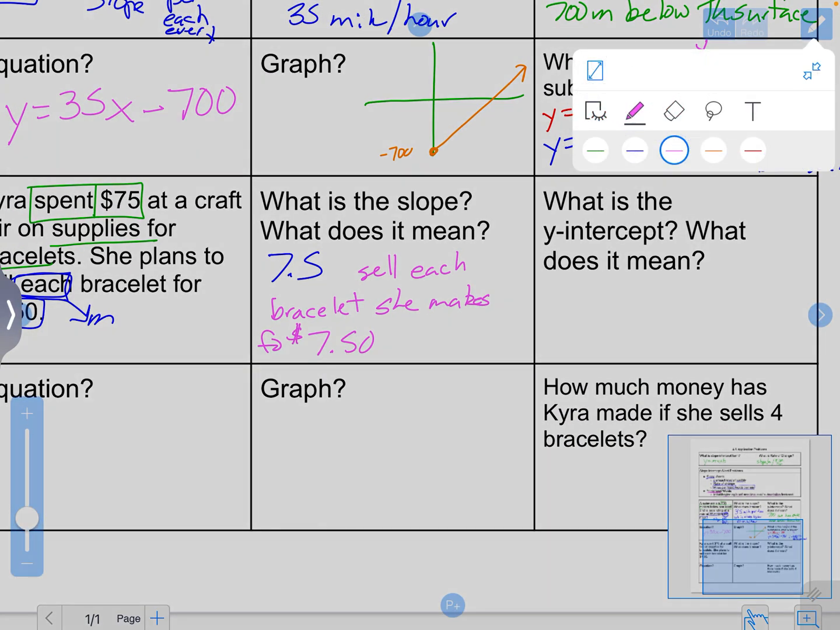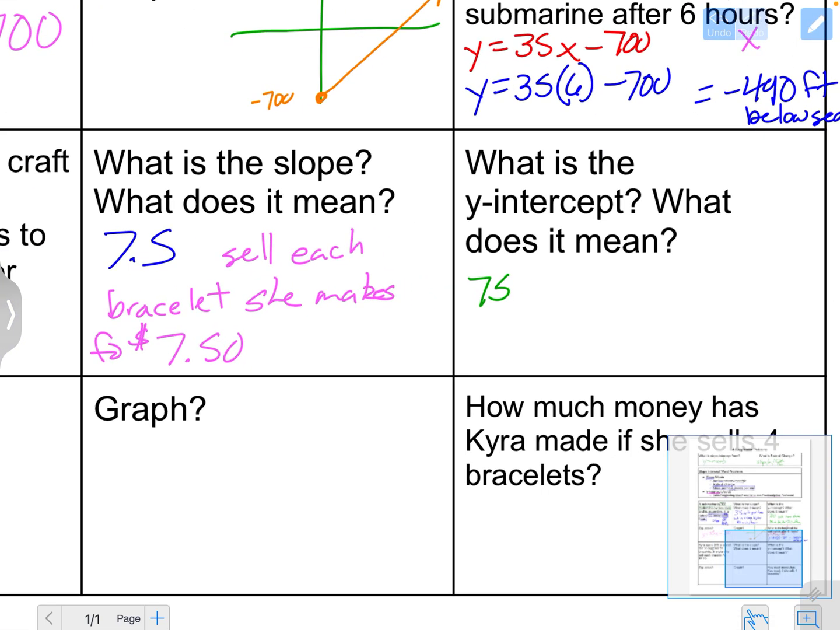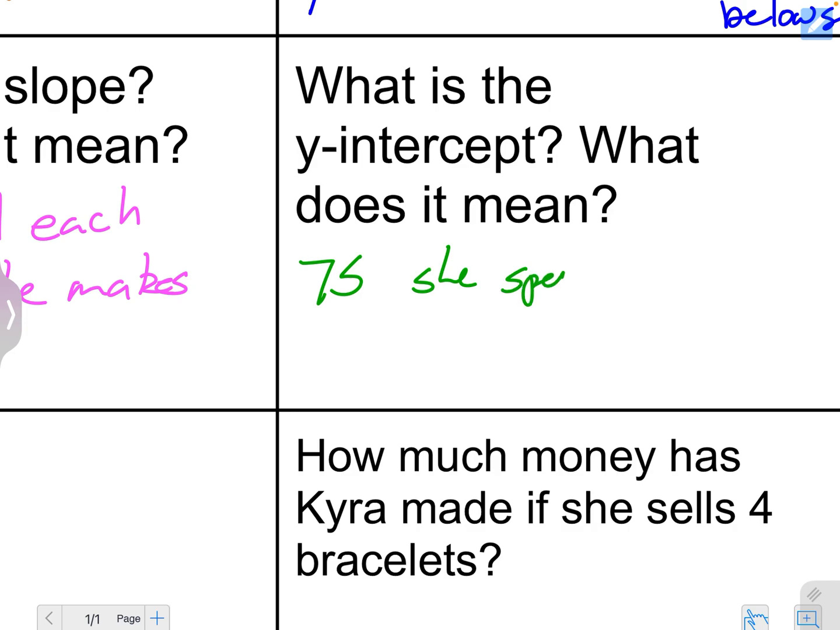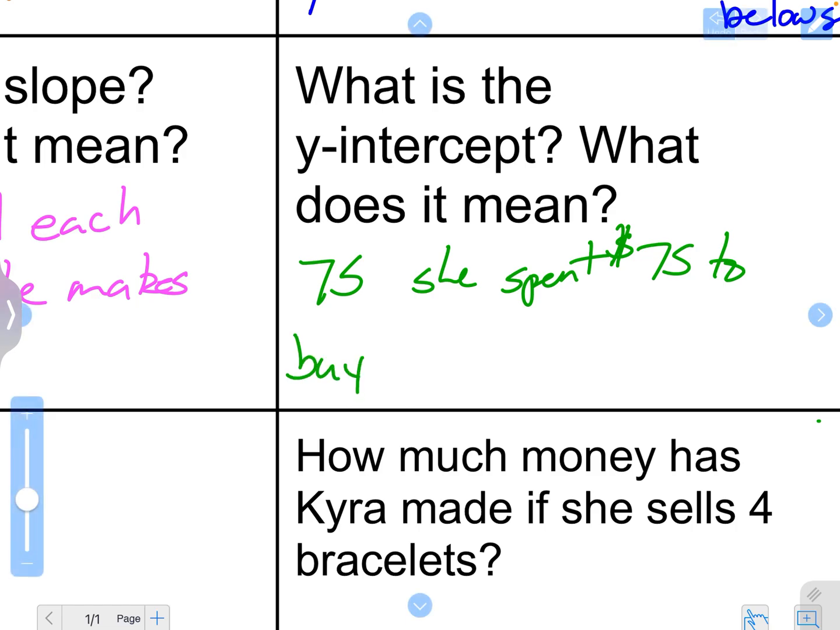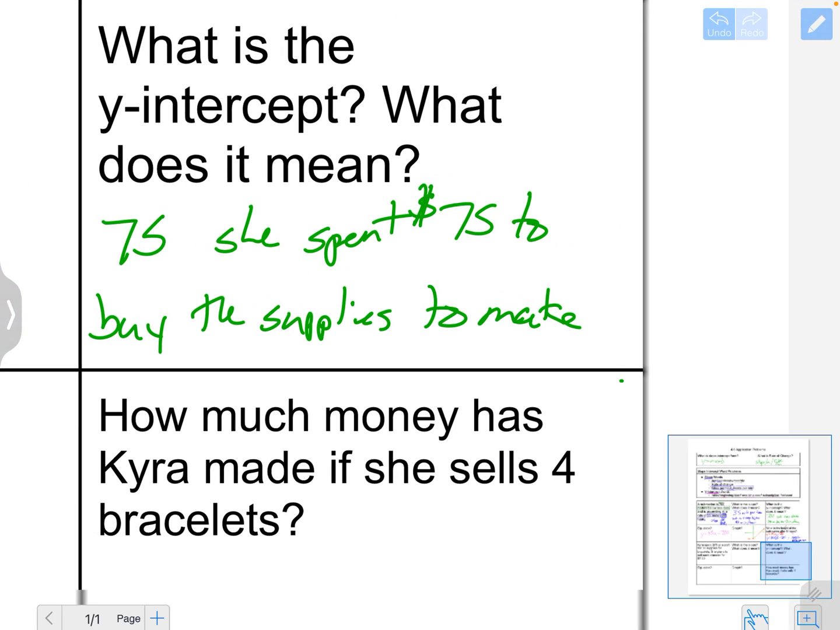Our y-intercept, or our other number, our start, our beginning, or our spent, is 75. This means that she spent $75 to buy the supplies to make her bracelets.